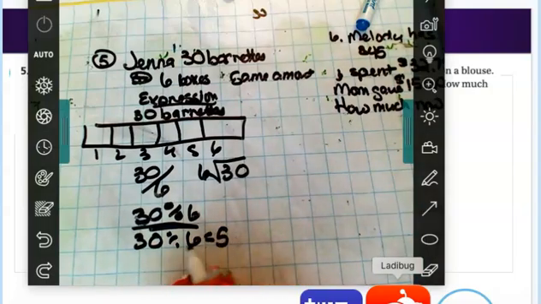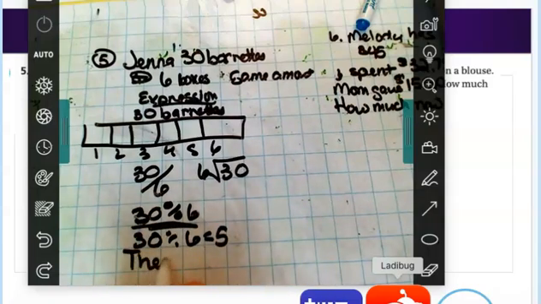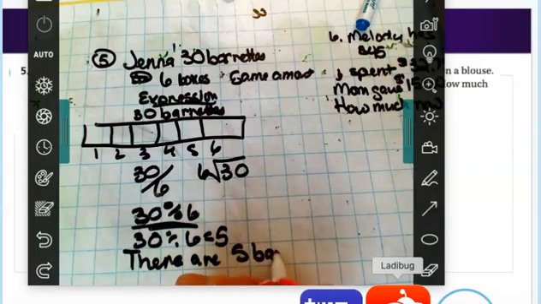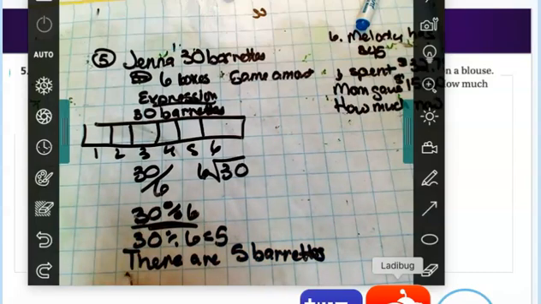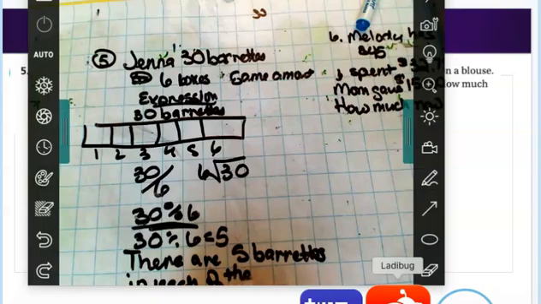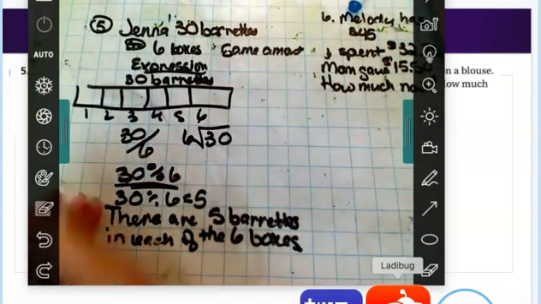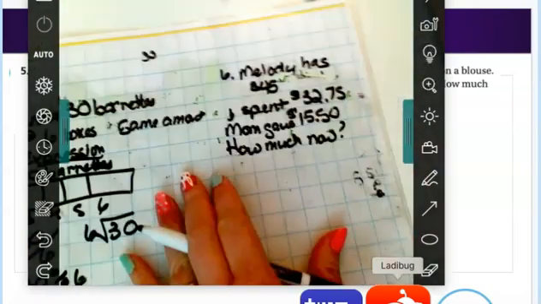And remember your solution statement. How many are in each box? There are 5 barrettes in each of the 6 boxes. Boom. Remember that solution statement, that SS. All right. Or that was Jenna.